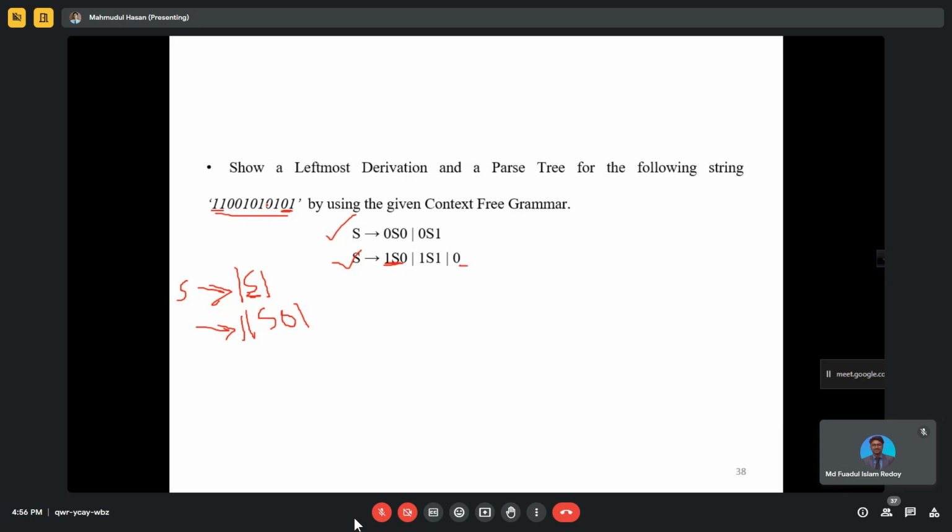It totally depends on the production rule and the input, how we will generate. There is a relation between the production rule and the input. If it is not possible to generate that input by using this grammar, that means the input is wrong. There is an error in the input.